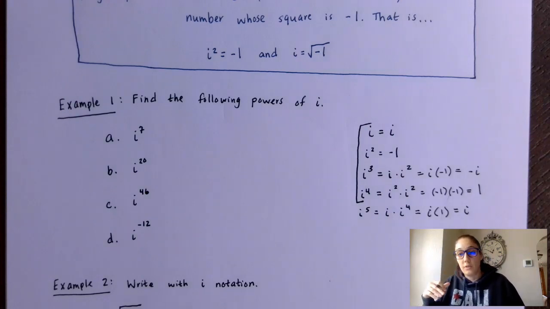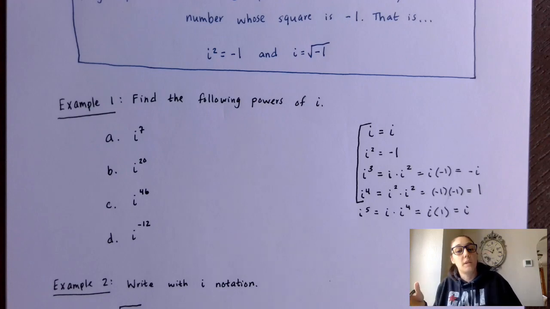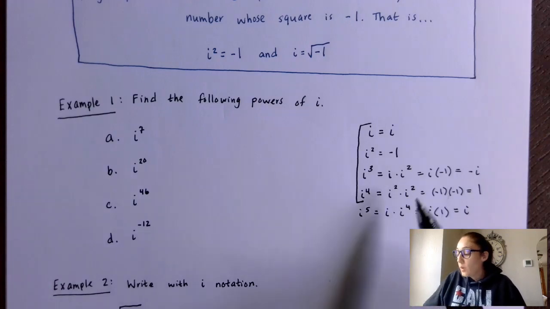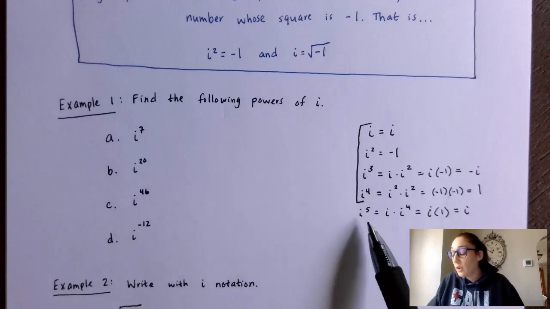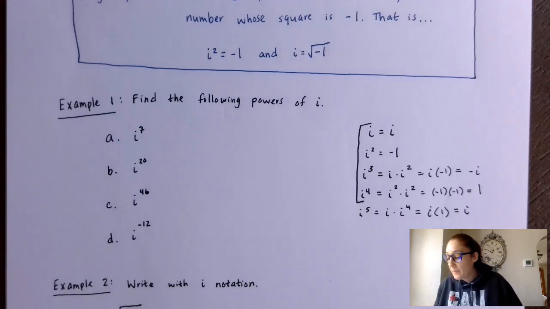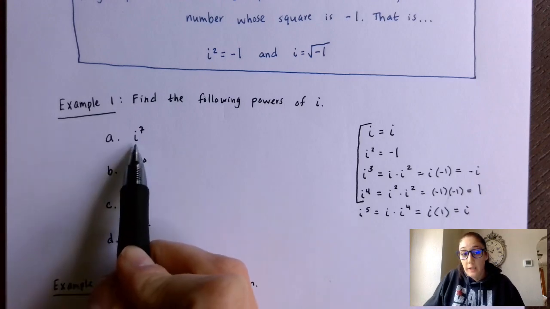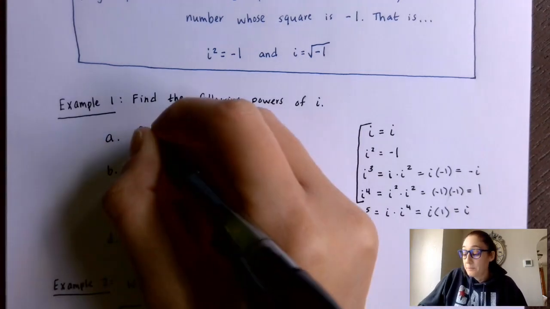Everything starts repeating. So you have 1 a.m., but you also have 1 p.m., right? Once you know these first 4 i values, you can figure out any other i value after that. So that's what we're going to take a look at here.